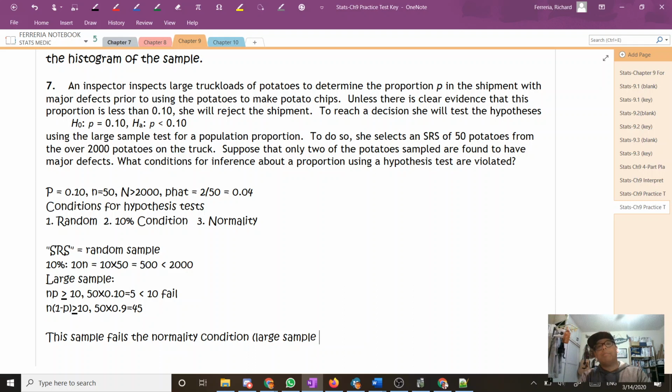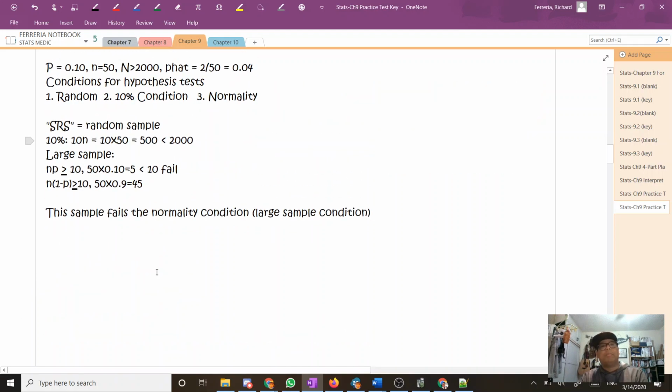Let's spell correctly. So no, we can't use the hypothesis test here. Sorry. We would need a bigger sample, bigger than 50 potatoes. All right, let's take a look at what's next.